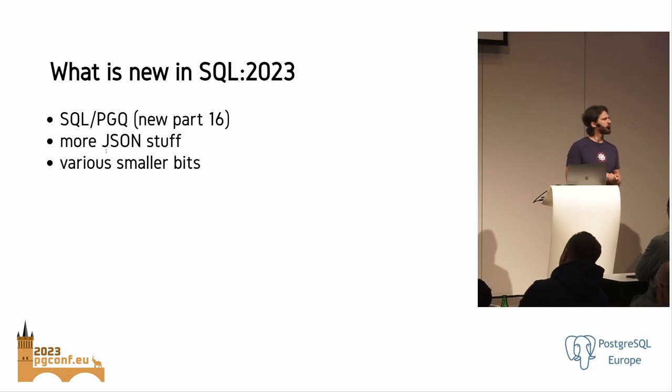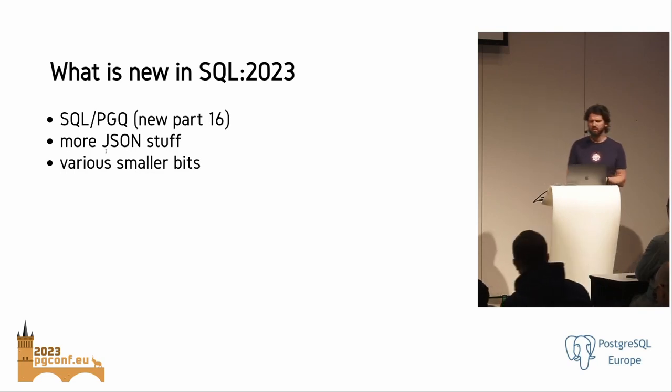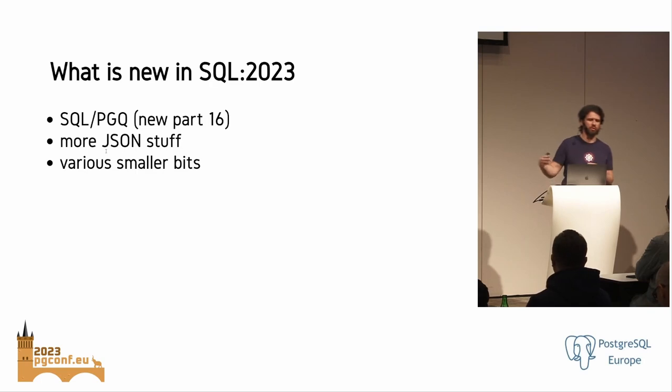SQL has been around. Somebody was asking me earlier, I think 1986 was the first version. So it is a mature thing. We're not going to add random new grand features, or at least that's less likely, unless somebody comes up with a great idea, that's always good. But it is what it is, right? So a lot of the work that has gone in lately is very small bits of improvements. I'll show some examples. JSON stuff, that's obviously a topic of interest in databases. And a new part, SQL PGQ, which stands for Property Graph Query.